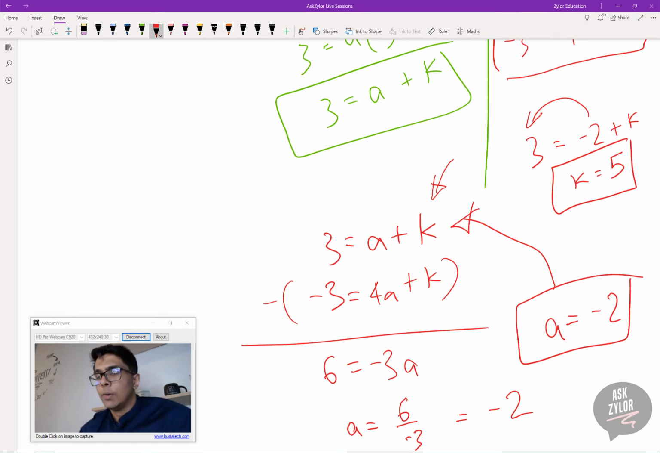So whenever you encounter these kind of questions, try to see if you can get two equations and then try to use substitution or elimination to solve them. If you have two unknown variables, you need two equations to solve them. If you have three unknown variables, you need three equations to solve them, and so on.